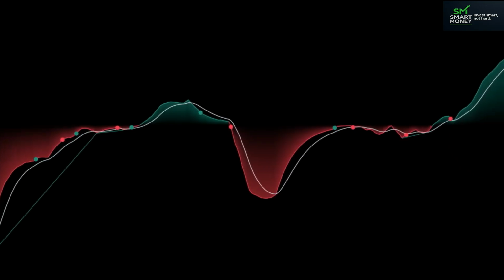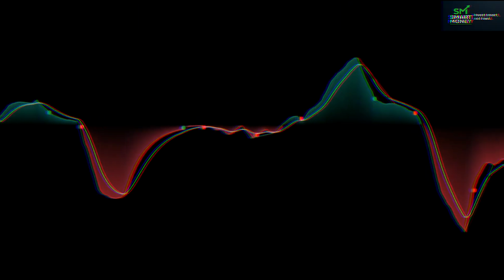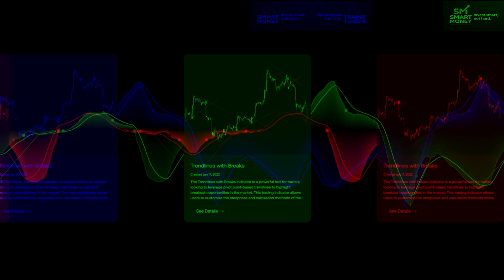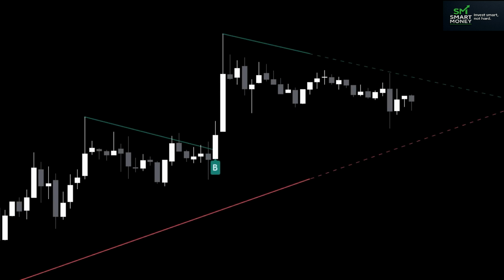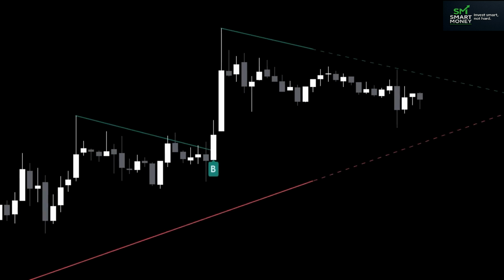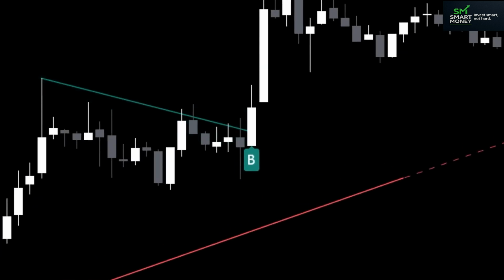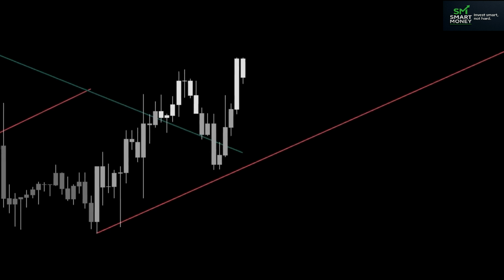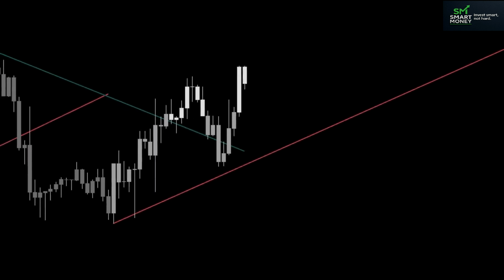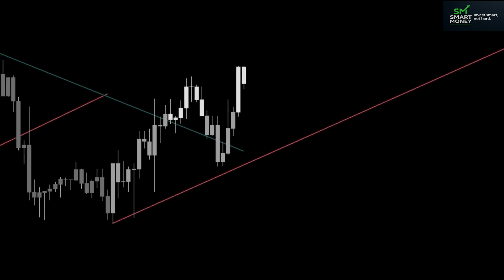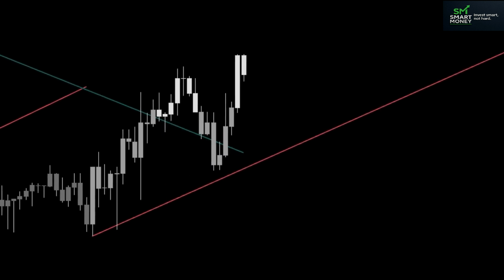To see this oscillator in action and clearly visualize the breaks, you'll also want to pull up its counterpart, the regular trendline with break indicator. This tool draws trend lines directly on your chart, making it easy to spot where breaks occur. Now, let's explore how to combine these tools to identify trade opportunities. First, keep in mind that no single indicator is a magic solution. You'll want to build confluence.